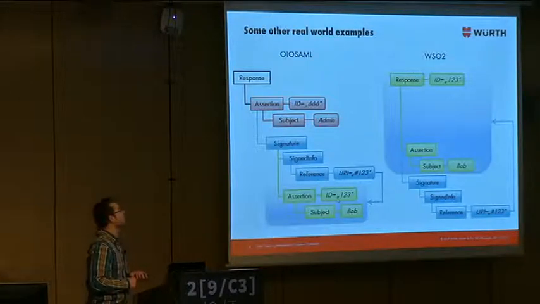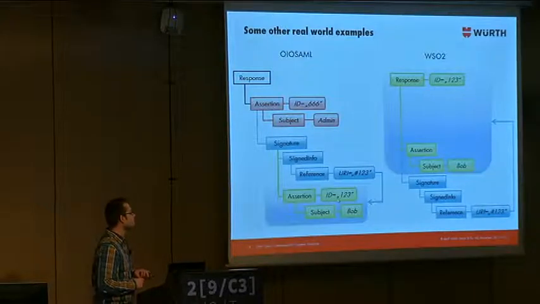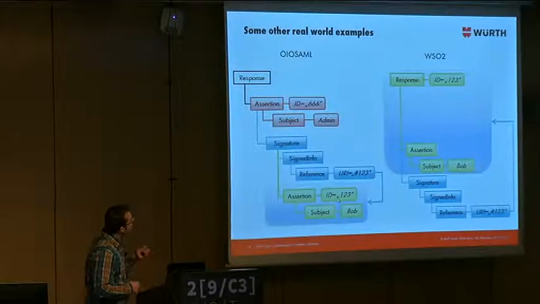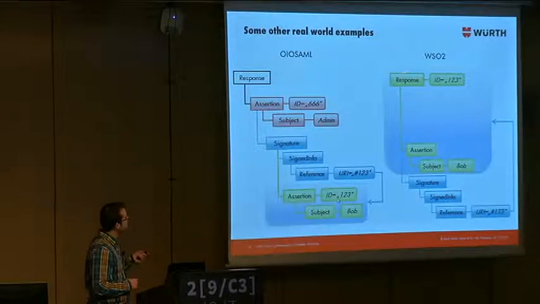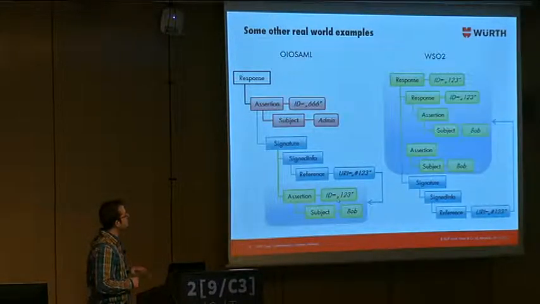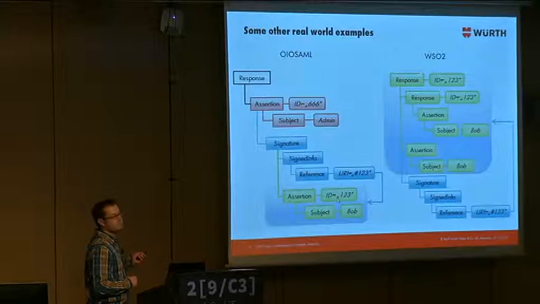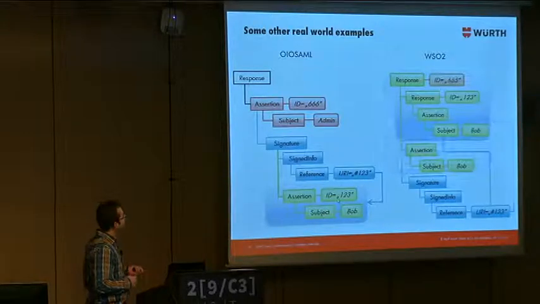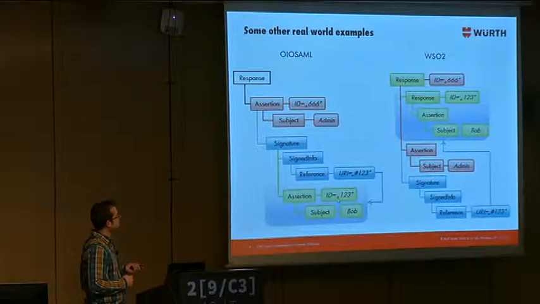And the second example is for WSO2, which is a SOA-based open source cloud platform. Here we have another form of XML signature, because the whole response message is signed. The attacker simply copied the whole response message into the original response and changed the ID attribute and the content of the original assertion.